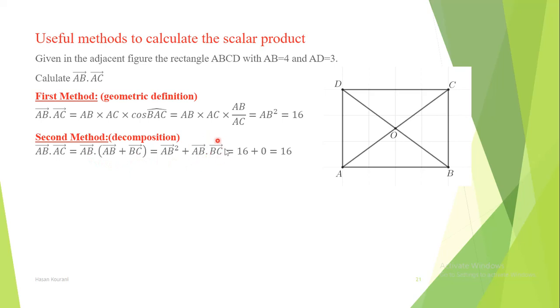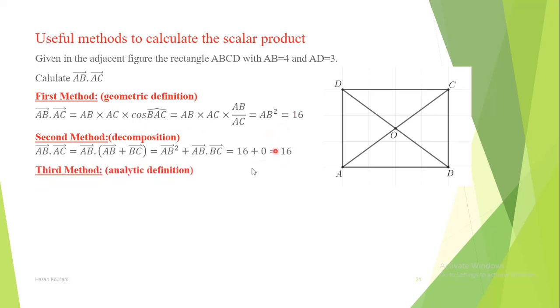Now look at AB dot BC. Look at AB and BC from the figure. As you see, the geometric angle between them is 90, thus they are orthogonal. And the dot product of orthogonal vectors is 0, which is a fact. So AB square, the length of AB square, which is 4 square, 16 directly, plus 0, which is 16, the same result as the previous method.